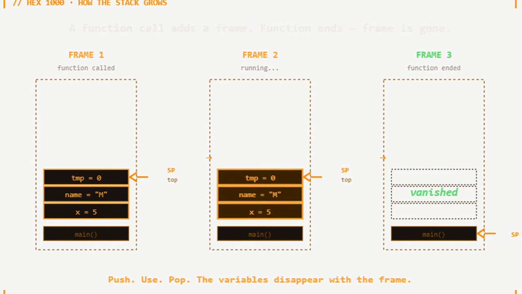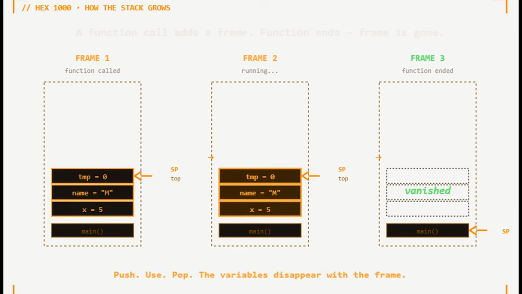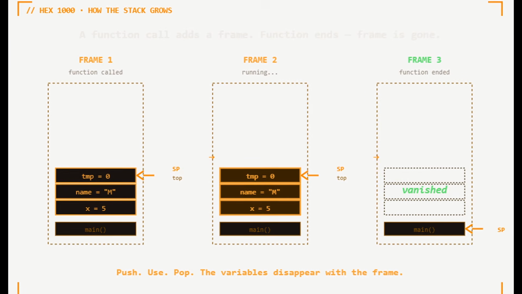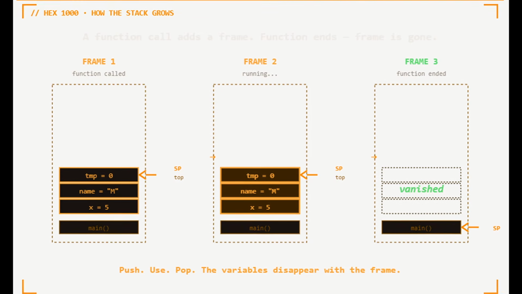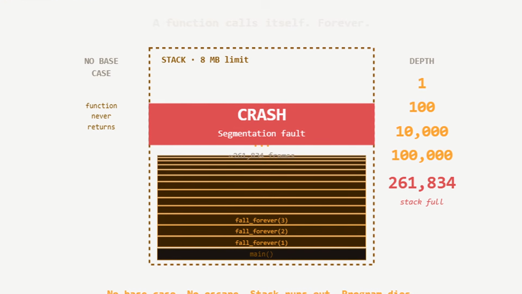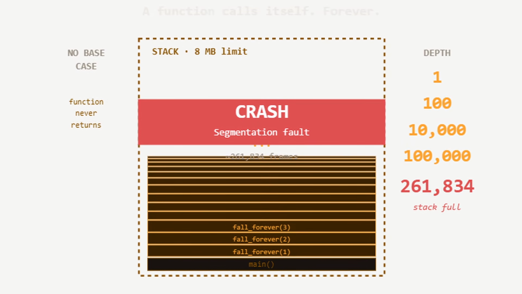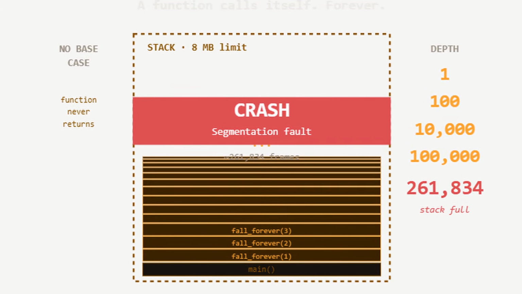The stack is fast because the rule is simple. Only the top changes. The CPU keeps a single pointer to the top of the stack and moves it up or down. No searching, no bookkeeping, just push and pop. But the stack has one weakness. It's small. Usually only a few megabytes. If you push too much onto it, the program dies instantly. With a name everyone fears: Stack Overflow.